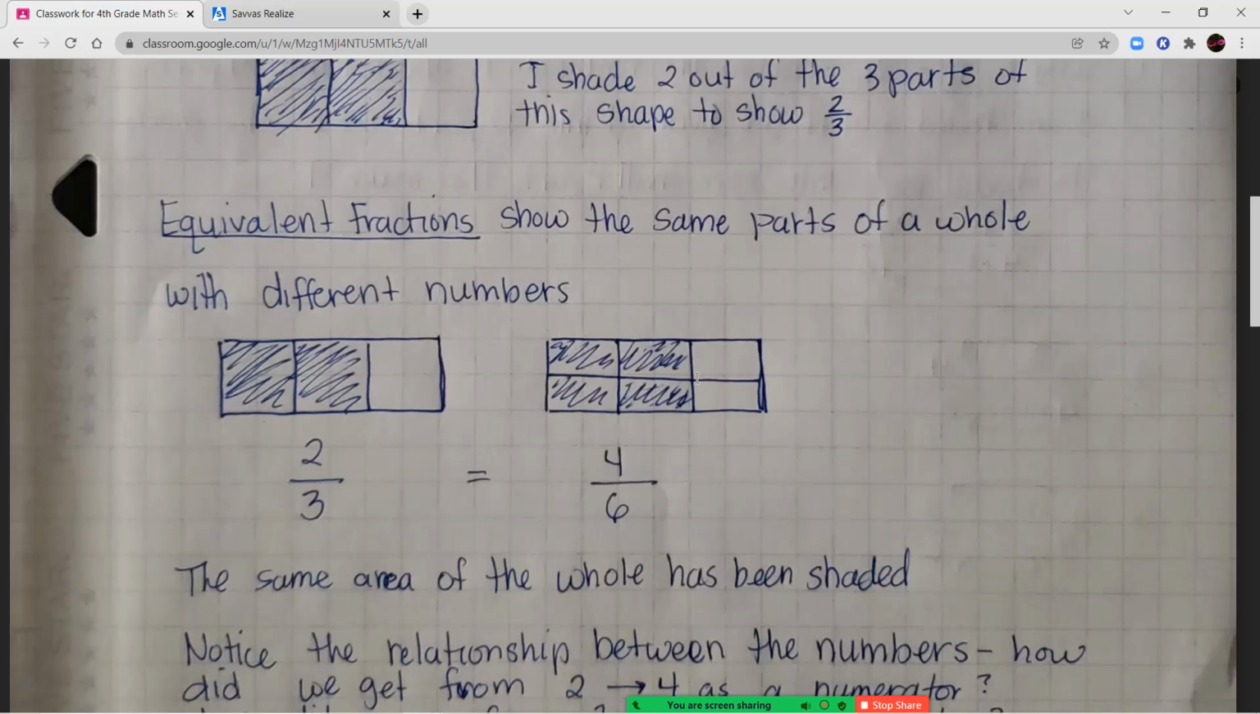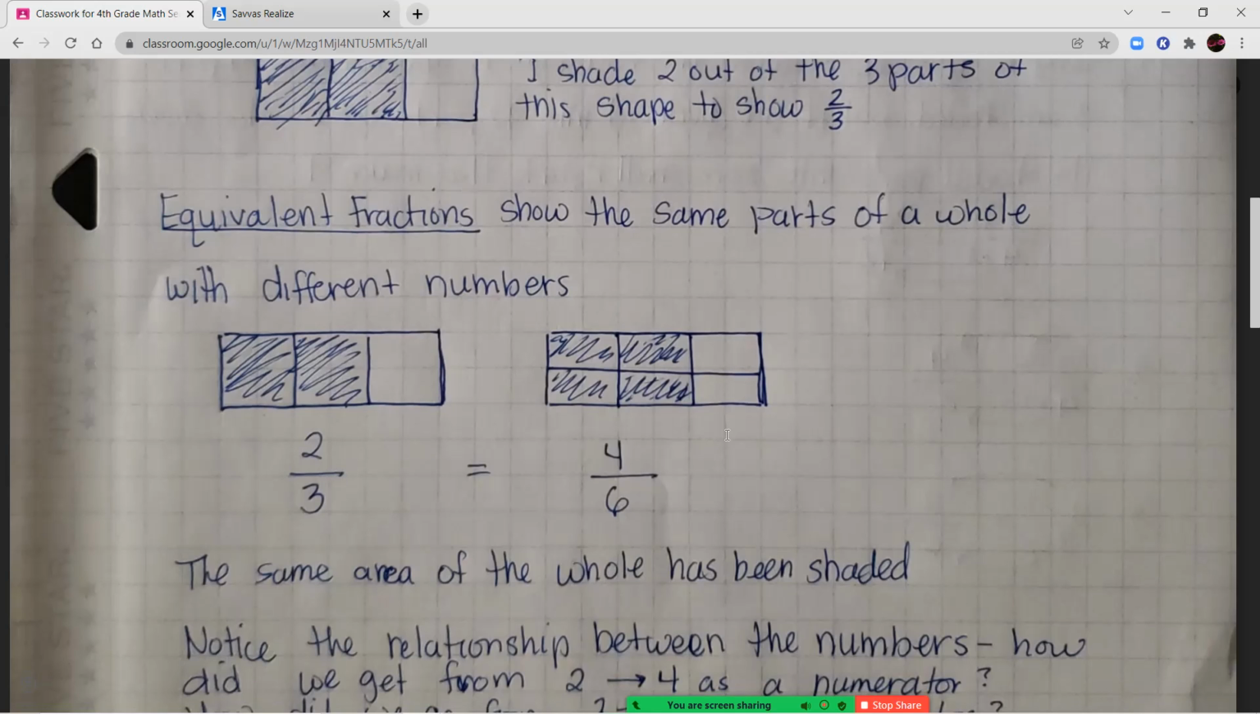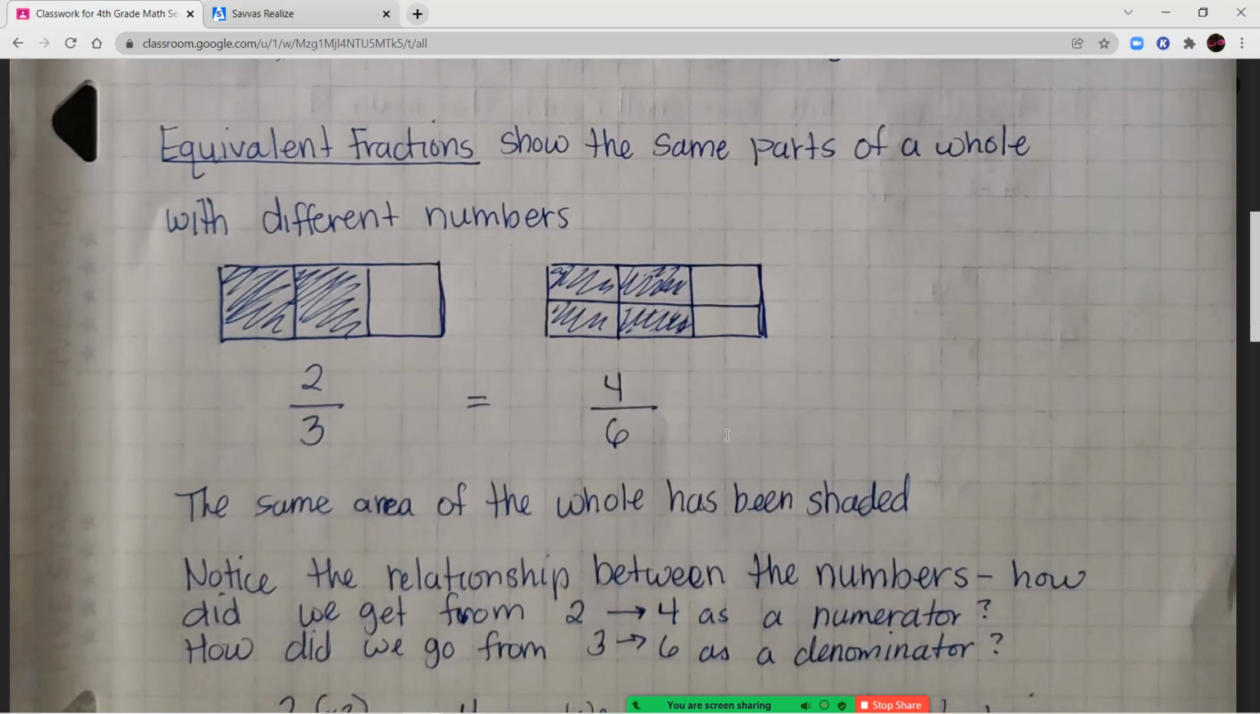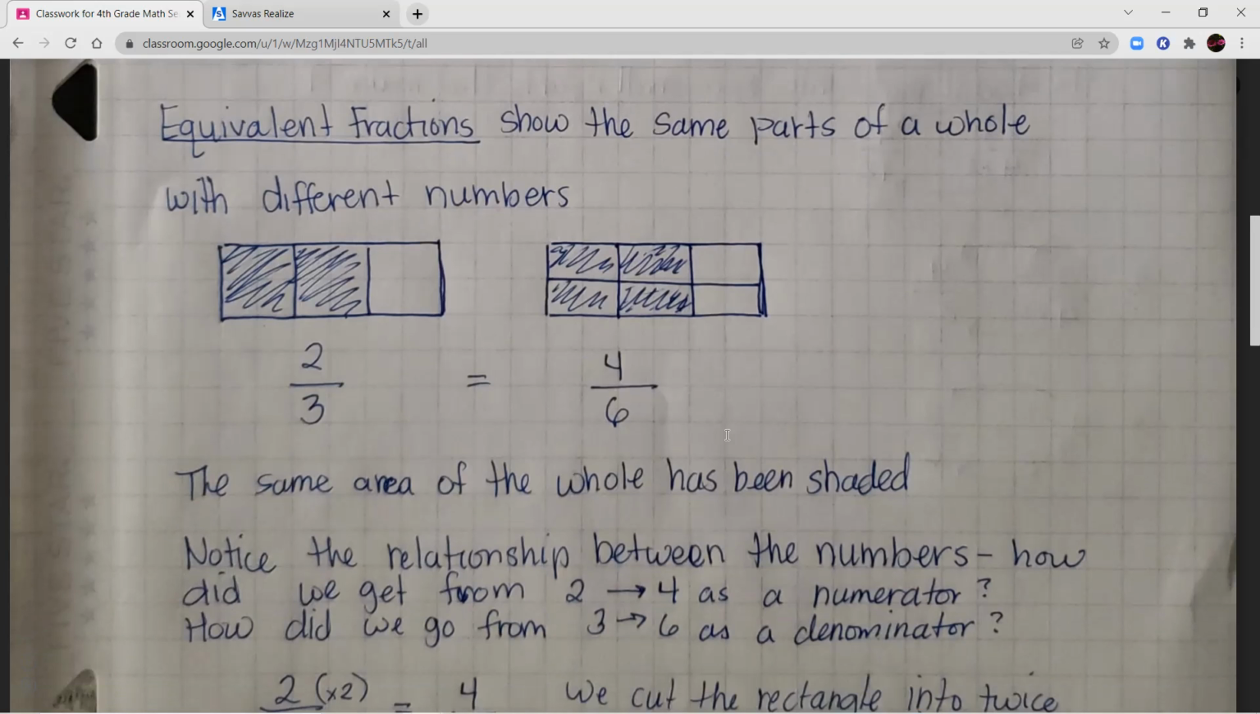I have 4 out of the 6 pieces that are shaded. So the same amount of the shape has been colored in. We just cut them into smaller pieces. Now, I want you to notice the relationship here. What is the relationship between the numbers? Look at the numerator. How did we get from 2 to 4? Look at the denominator. How did we move from 3 to 6?